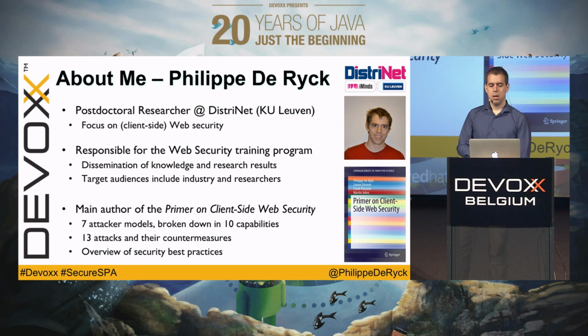First, my name is Philippe De Ryck. I'm a postdoc at the iMinds-DistriNet research group from KU Leuven. And I did my PhD on client-side web security, which is why I know a lot about these things. Since I finished my PhD in December, I'm building a web security training program under the wings of the university for now, where we essentially target practitioners like yourself and want to teach them how to build secure applications.